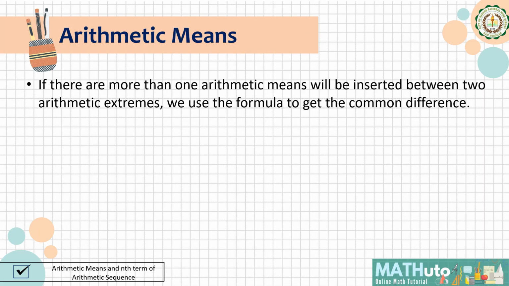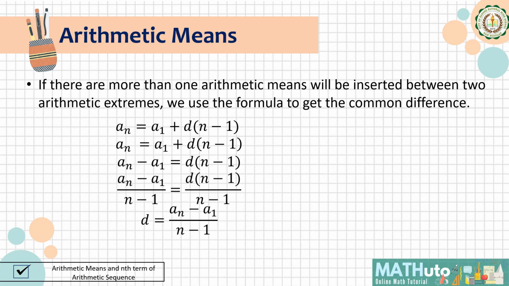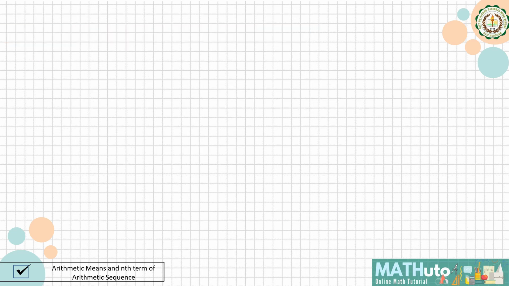While, if more than one arithmetic mean will be inserted between two arithmetic extremes, we use a formula to get the common difference. So from this, we will obtain the formula for the common difference. Simplifying, our common difference will be equal to a sub n minus a sub 1 all over n minus 1, wherein a sub 1 is the first term. We can write it as a sub k, and 1 could be k. D now is equal to a sub n minus a sub k all over n minus k.